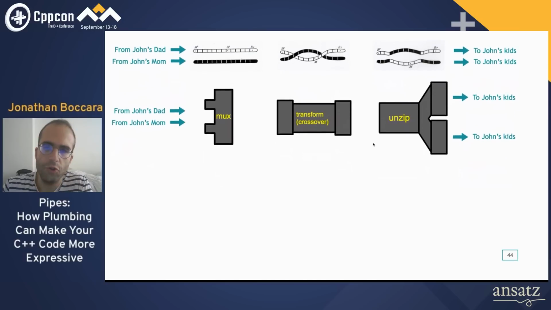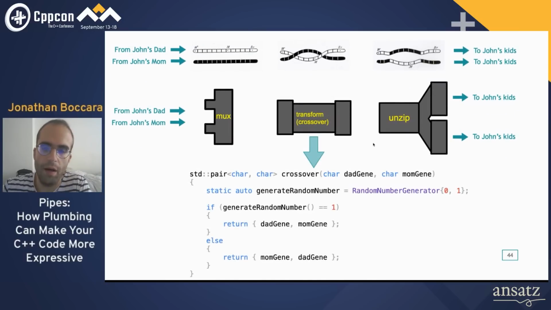The function to do that would be either to leave them the way they are or swap them around randomly. Let's assume we've got a random number generator.